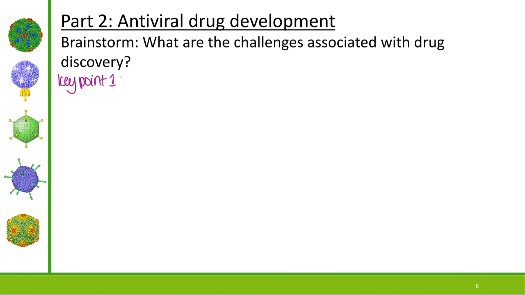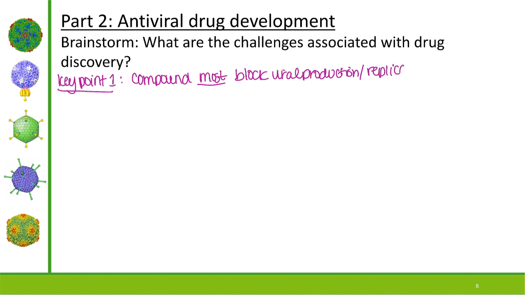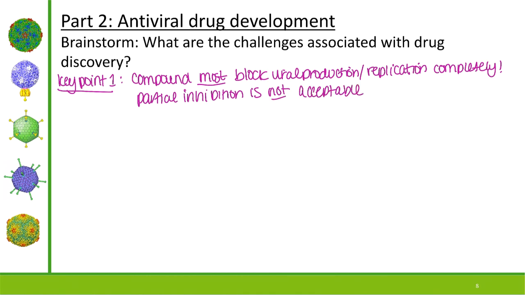And key point number 1 is that whatever the compound is, whatever the drug is, it must block viral production and viral replication completely. And so this idea that partial inhibition is not acceptable. And the reason for that is that resistant mutants will arise.